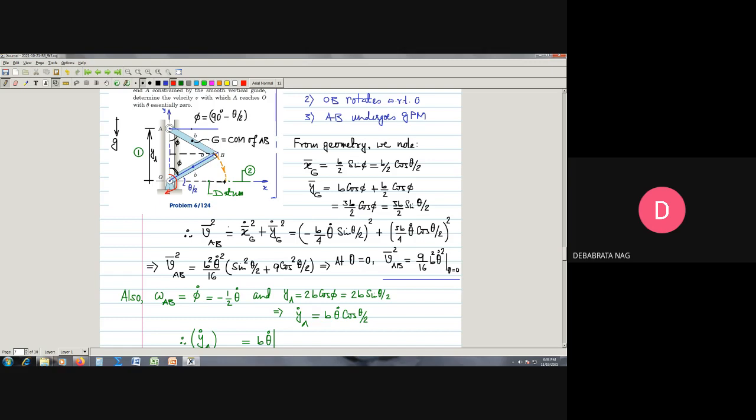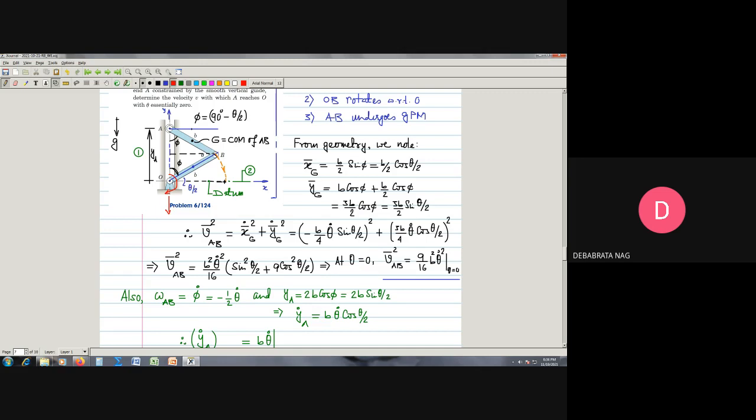Also, since our objective is to calculate the velocity of point A when theta becomes equal to 0, let us try to evaluate again by absolute motion analysis what would be the velocity of A. We see that YA is going to be equal to twice B cos phi, or that can be written as 2B sin theta by 2. So Y dot A becomes equal to B theta dot cos theta by 2. Again remember, theta dot is a negative number.